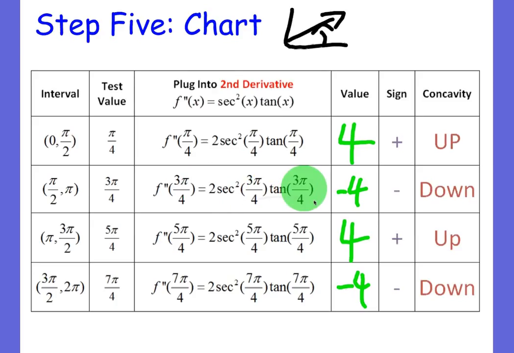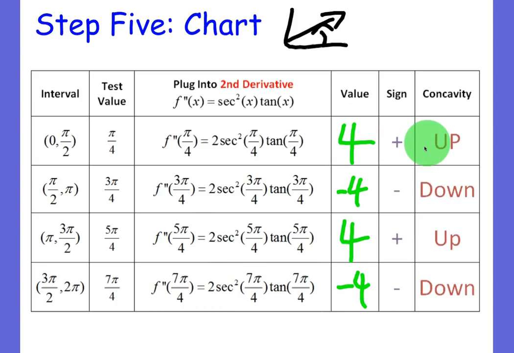Same thing for these down here. Secant of 3 pi over 4 is negative radical 2. When you square it, you get positive 2. 2 times 2 is 4, but then tangent of 3 pi over 4 is negative 1, so you get negative 4. Going back to 5 pi over 4, secant is negative square root of 2. You square it and you get 2 times 2, which is 4, and tangent of 5 pi over 4 is positive 1, so you get 4 again. 7 pi over 4, secant of 7 pi over 4 is positive square root of 2, square it and you get 2. 2 times 2 is 4, but tangent of 7 pi over 4 is negative 1, so you get negative 1 times 4, which is negative 4.